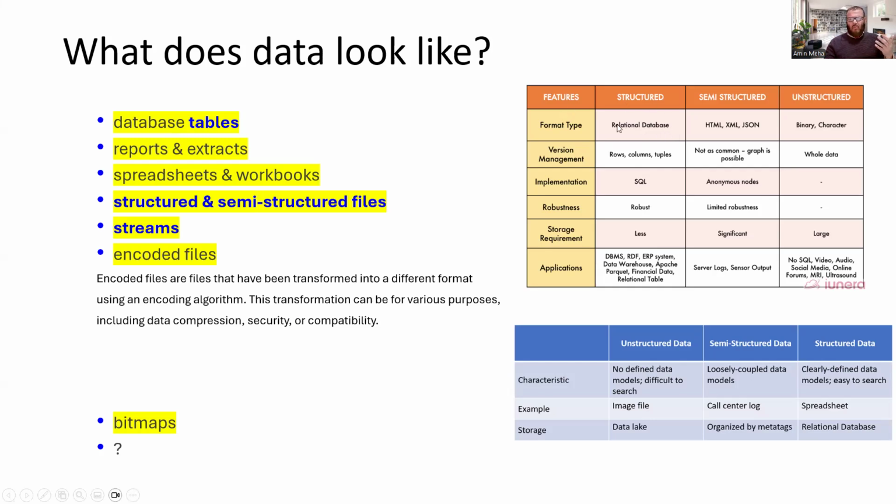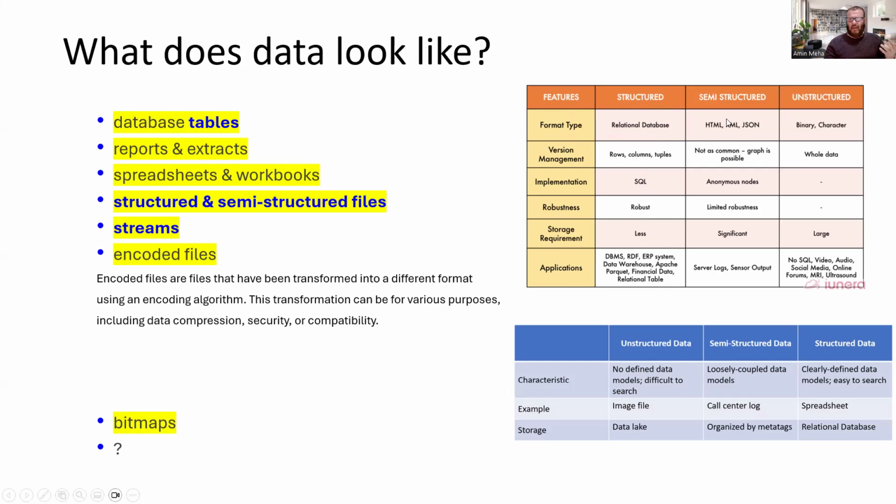What does it mean? We have the relational database. We have rows and columns. We have SQL. All this is structured data. And you can see here the application, where to get exactly the data from: RDBMS, ERP systems, data warehousing. All of them are structured databases, or structured data.